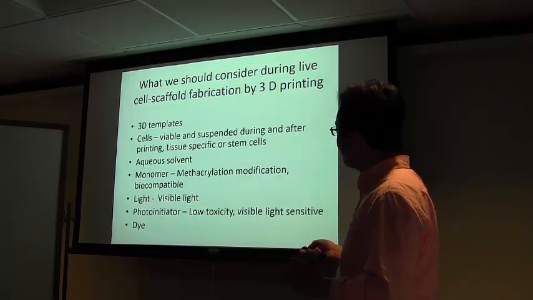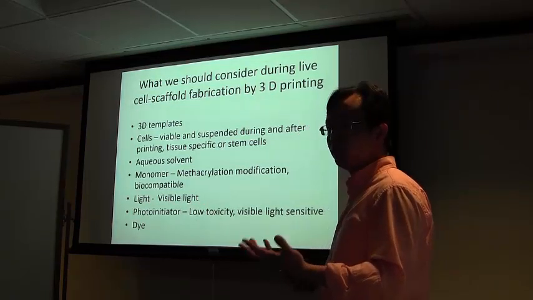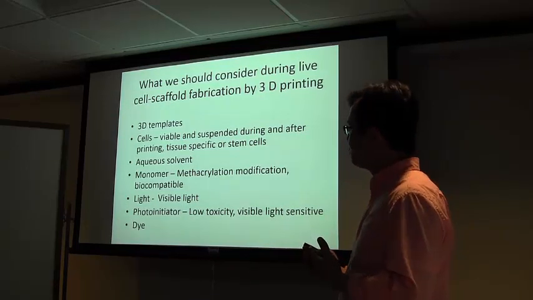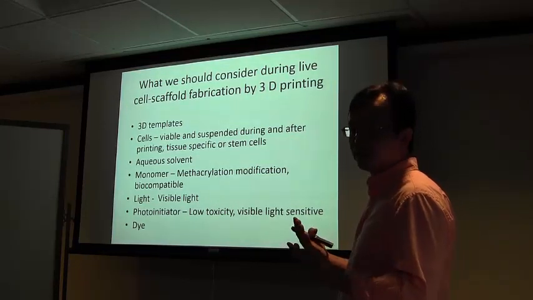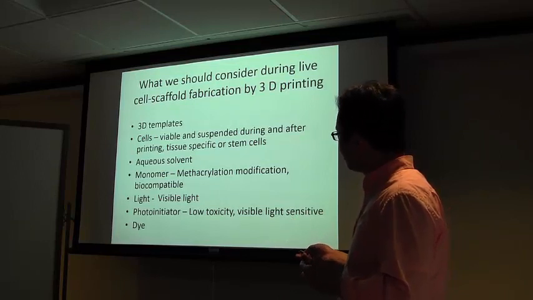Then your light: you can use a visible light, you can use a UV light. Obviously, for cells, you cannot use a UV light. Maybe it won't kill the cell right away, but it has the potential to mutate the DNA and cause cancer in future. So visible light is the best one.